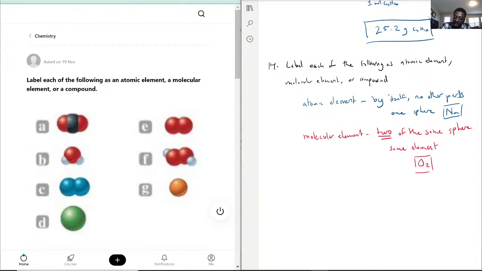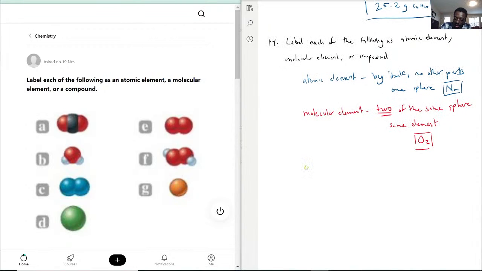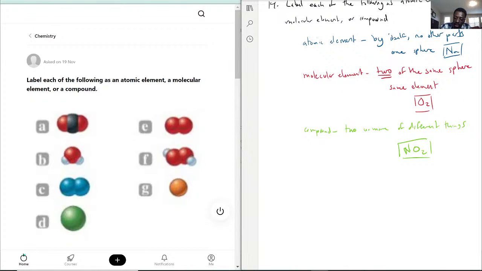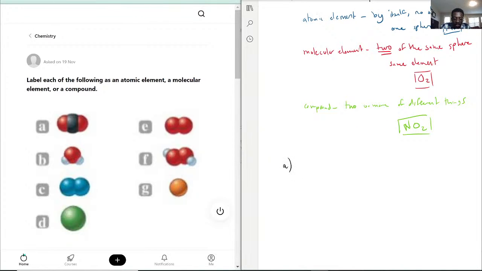Now for the last one, a compound is two or more of different things. Okay. An example of this would be like NO2. Okay. So different spheres, different colors, and everything like that. Okay. So now let's go back to this question. For A, we have right away a red, black, red. So it doesn't really matter what it is, but we know that that means it's made up of two or more different things, because you have a red and a black. That will make A a compound.